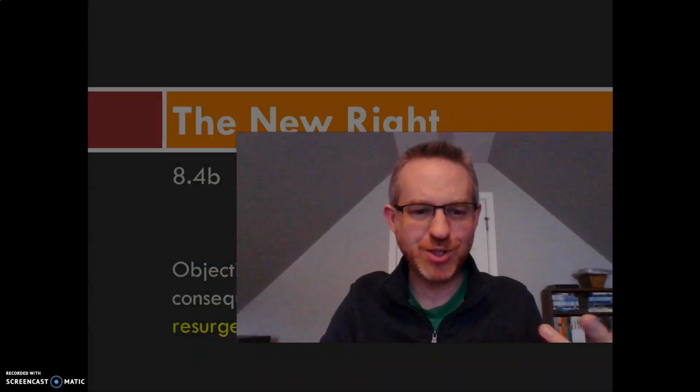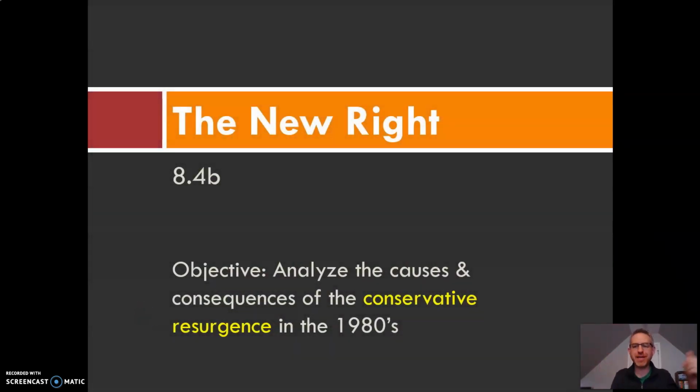We're going to talk today a little bit about standard 8.4b. In the first section of standard 8.4, we looked at the overarching differences between liberals and conservatives. And we're going to take a look now at what happened in the late part of the 20th century to kind of bring back the conservatives.